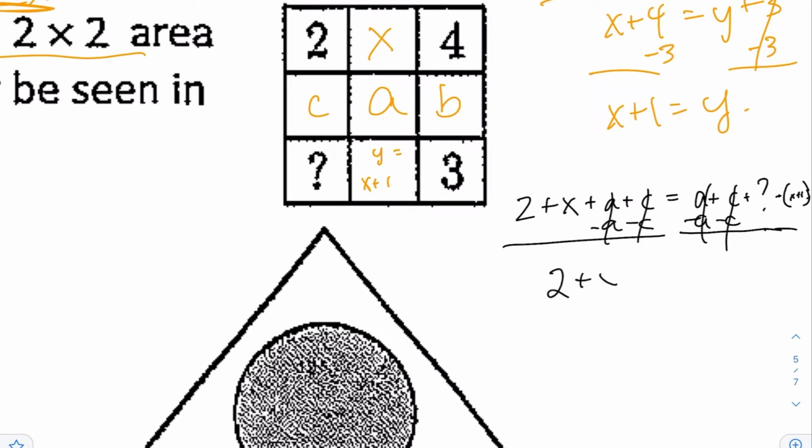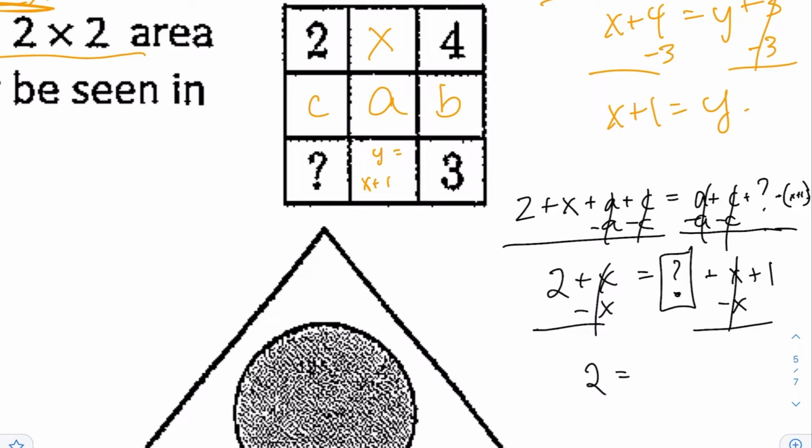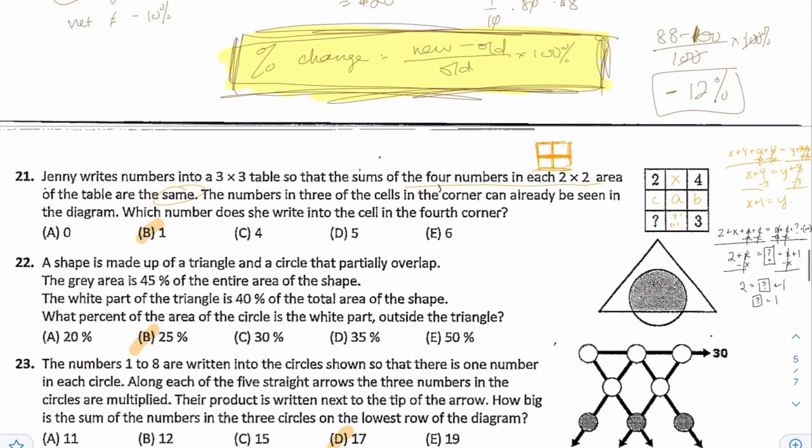You just get 2 plus x. It's going to be equal to this question mark. You can call it x, or not x, you call it z or something, plus x and plus 1. So now you can also subtract x from both sides. And you get that 2 is equal to this question mark, mystery number, plus 1. So this mystery number has to be equal to 1. There must be a 1 over here. Choice B.